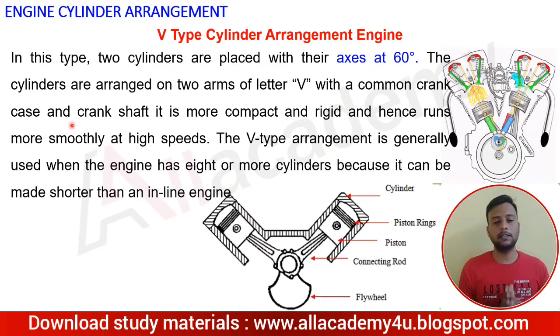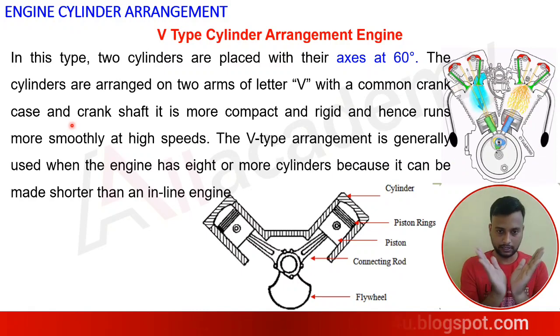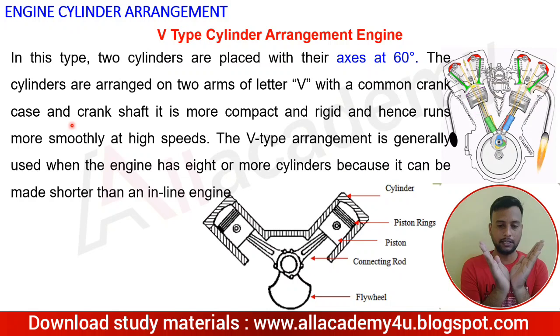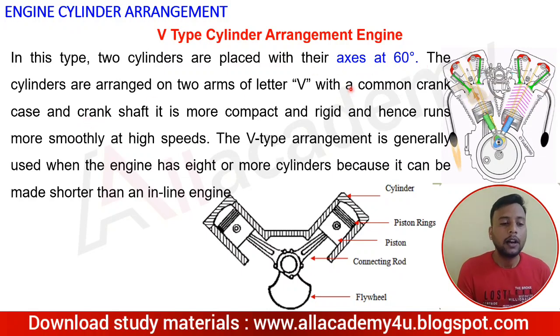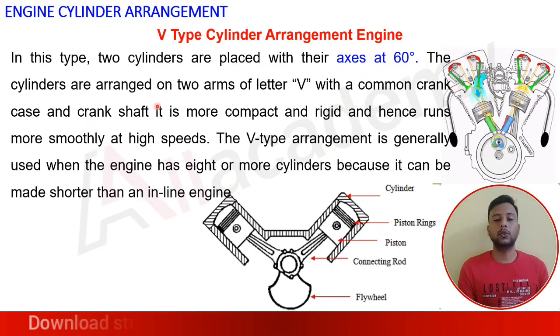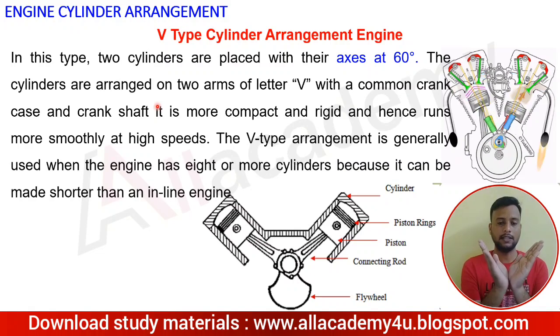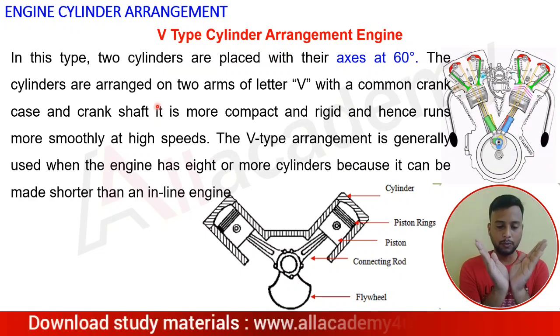Now, in this type of arrangement, the two cylinders are placed at an angle of 60 degrees, like this. The cylinders are arranged in two arms like the letter V. As I said, the V arrangement. The name itself indicates V, and the angle between these two should be 60 degrees.